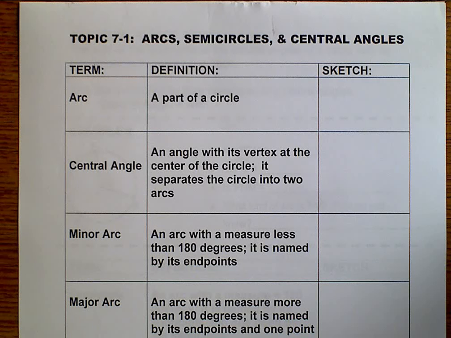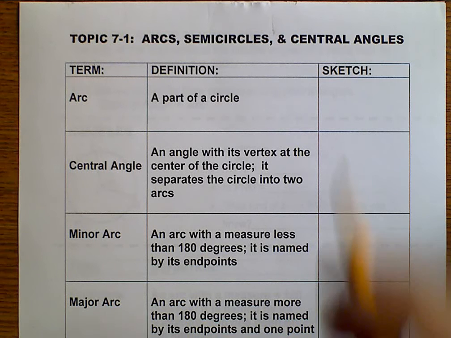Hello, this is Geometry, Topic 7-1, on arcs, semicircles, and central angles. So let's go ahead and talk about what these are.